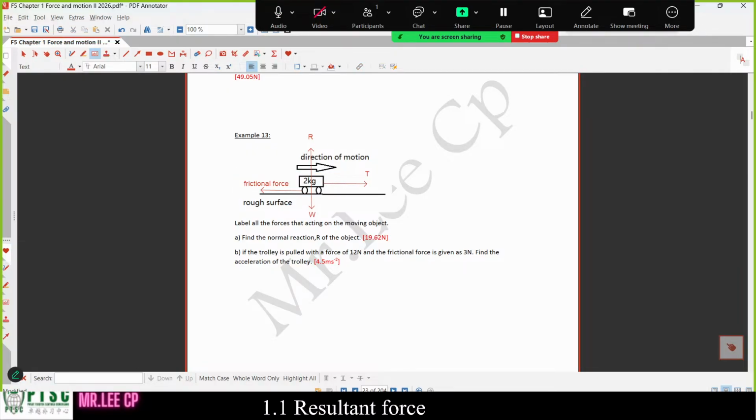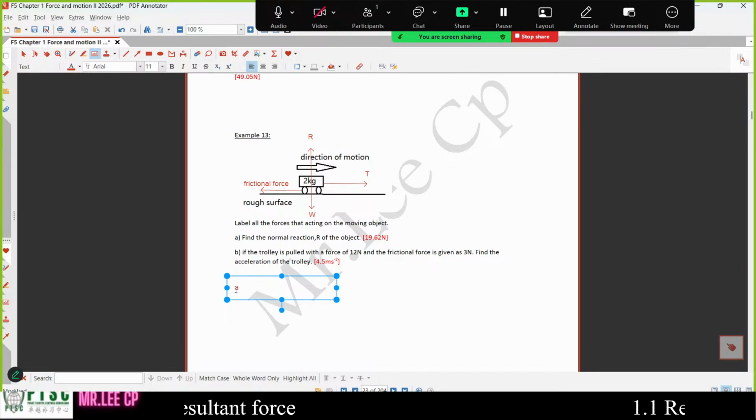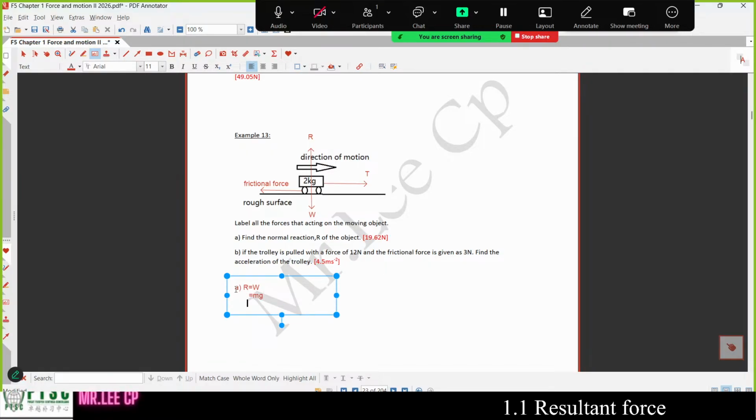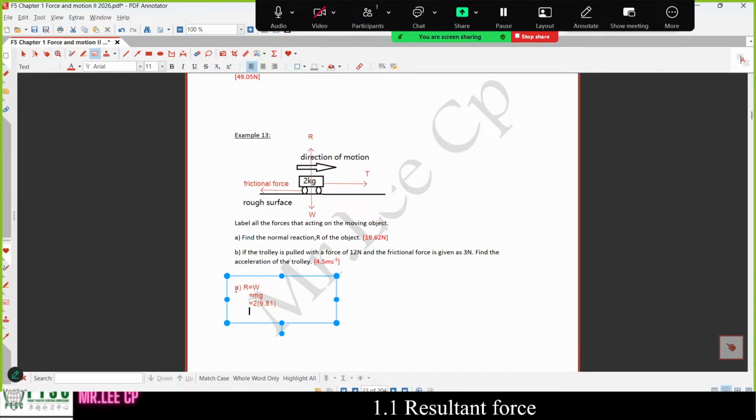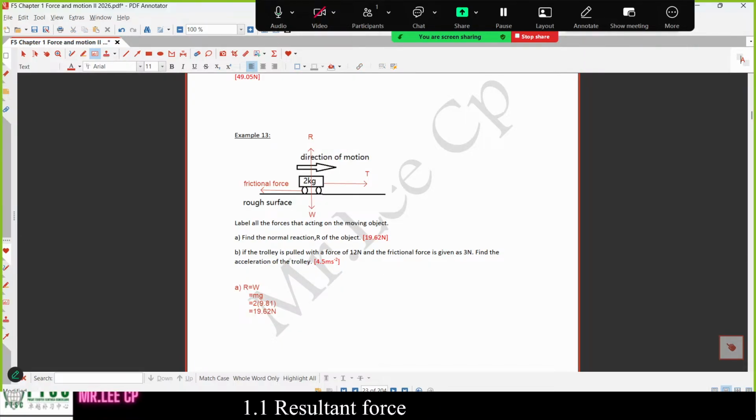Find the normal reaction. So this thing, is it going up or going down? No, it is on the table, it is on the ground. So R is equal to W. R is equal to W. It is not going up, not going down. W is equal to mg. M is 2 kg, right? G is 9.81. 2 times 9.81, 19.62. You need Newton. I repeat, R is equal to W, because this object is not going up or going down. So R is equal to W.